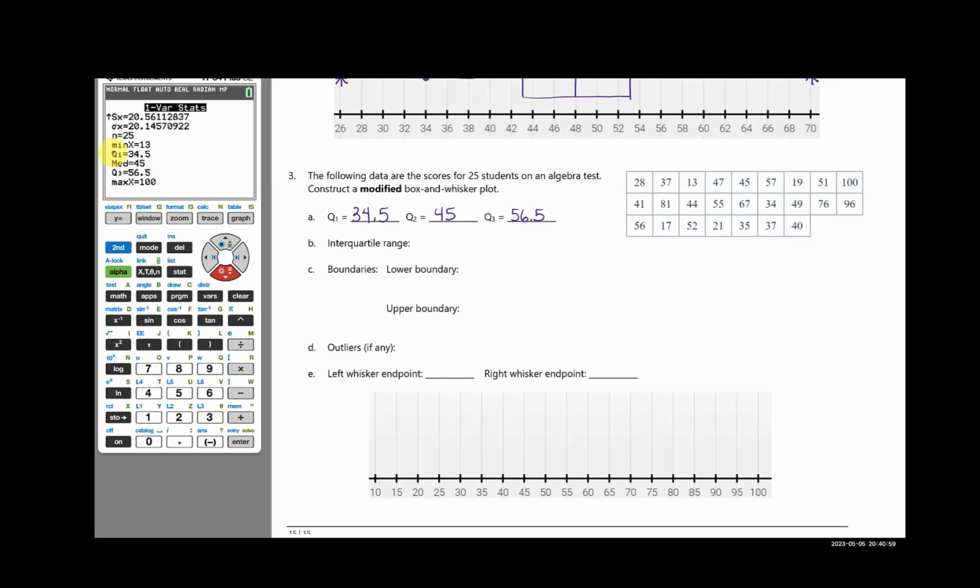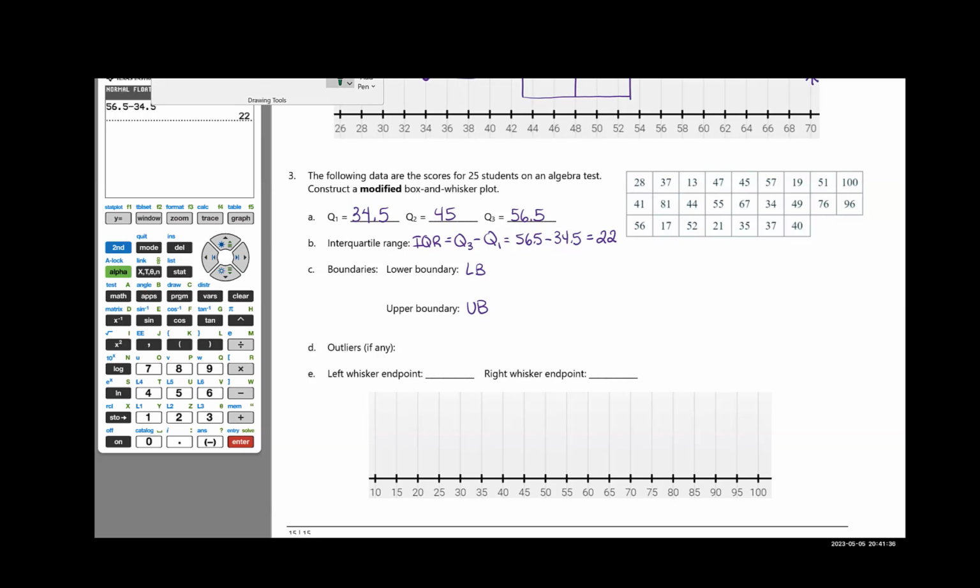All right. And I'm just going to go back to my home screen here. I hit clear, and let's find our IQR. So Q3 minus Q1. So 56.5 minus 34.5, writing a little small here because I'm going to run out of room. 56.5 minus 34.5, the difference of 22. So then I'm ready to find my lower bound and my upper boundary.